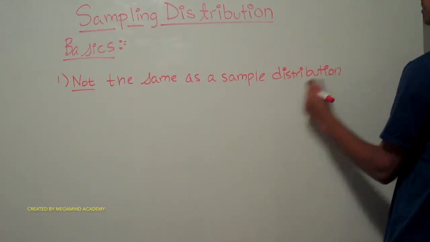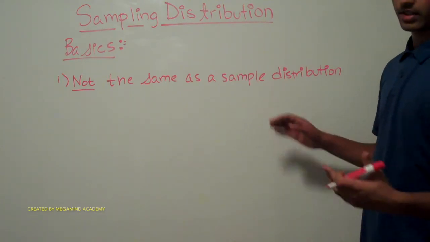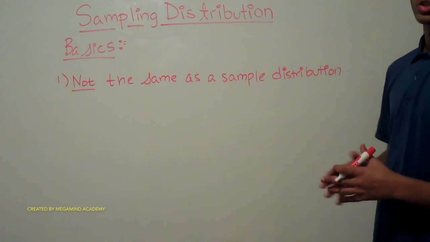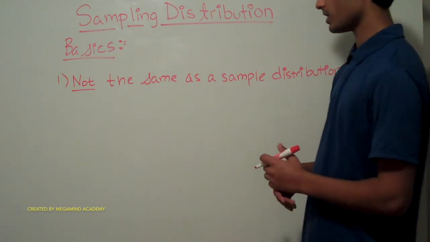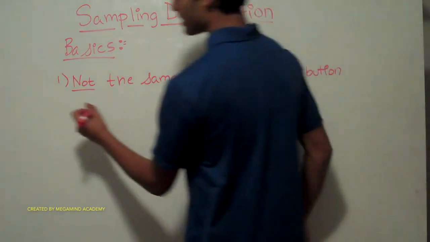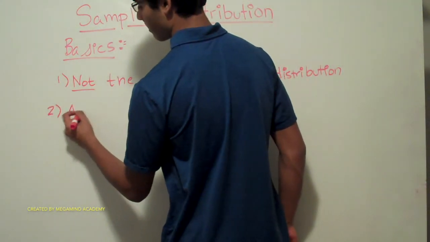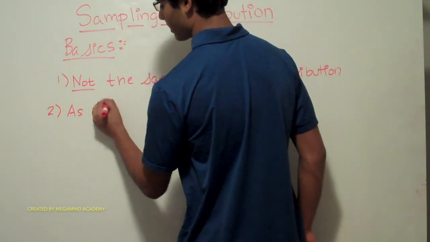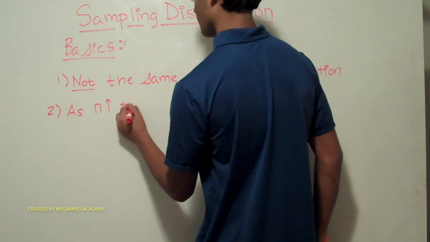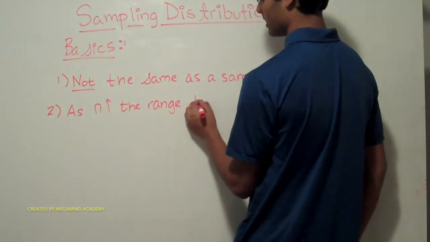So in a sample distribution, we just show the values on a histogram, or on whatever it is. In a sampling distribution, we show the averages of these values. So we show all the possible averages of these values. The second thing is that as n increases, the range decreases.